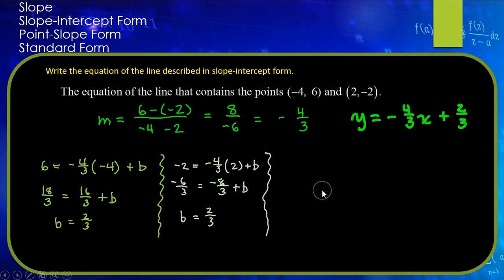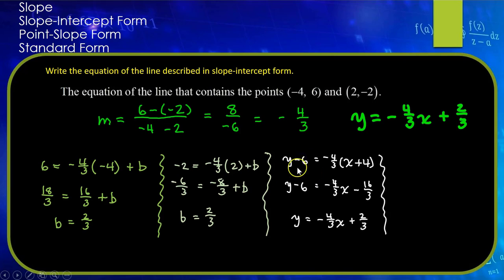Another method I could possibly use is, once I have my slope, I can put this into point-slope form and then convert from there. So, for instance, if I use this point here and put it in point-slope form, I would have y minus 6 equals negative 4/3 times (x plus 4). When I distribute the negative 4/3, I end up with this. And then when I add 6 to both sides, 6 being 18/3 again, this becomes a plus 2/3. So you can see I do end up with the same slope-intercept form down here.